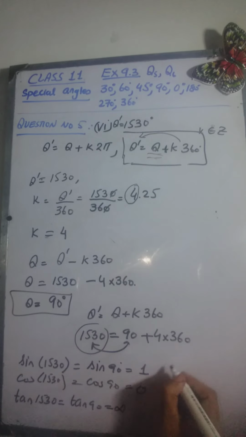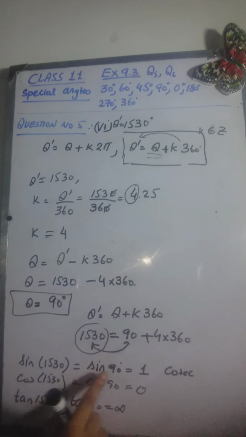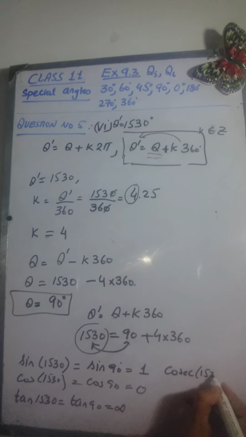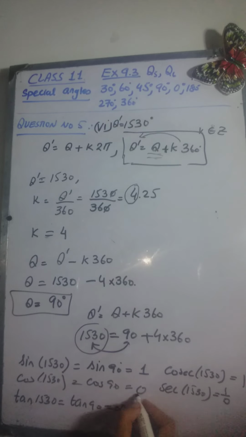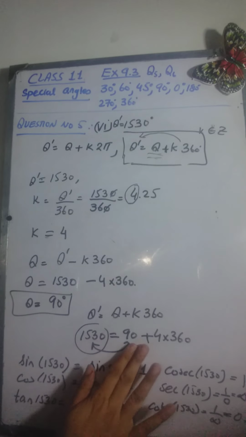From here we can find the cosecant. Cosecant of 1530 will be the reciprocal of its sine, which is 1 by 1, equal to 1. Secant will be the reciprocal of cos of 1530. So it is going to be the reciprocal of 0 by 1, which is 1 by 0, again undefined. And the cotangent of 1530 will be 1 over tangent, that is 1 over undefined, which is equal to 0. So this is how we find the trigonometric ratios of an angle which is coterminal to some special angle.